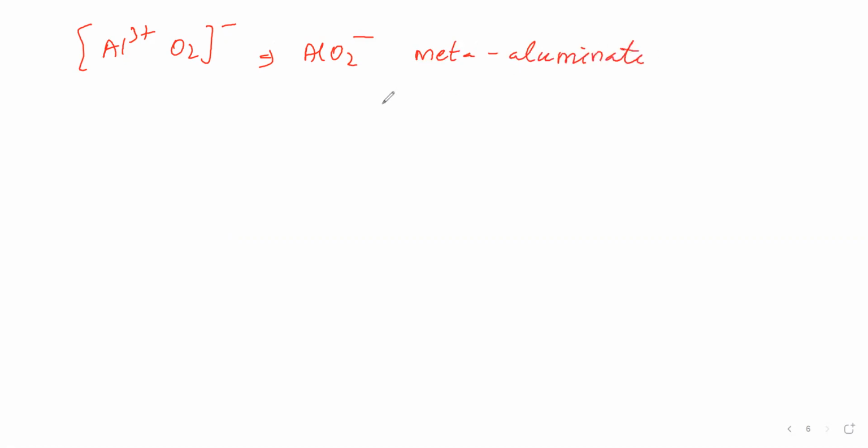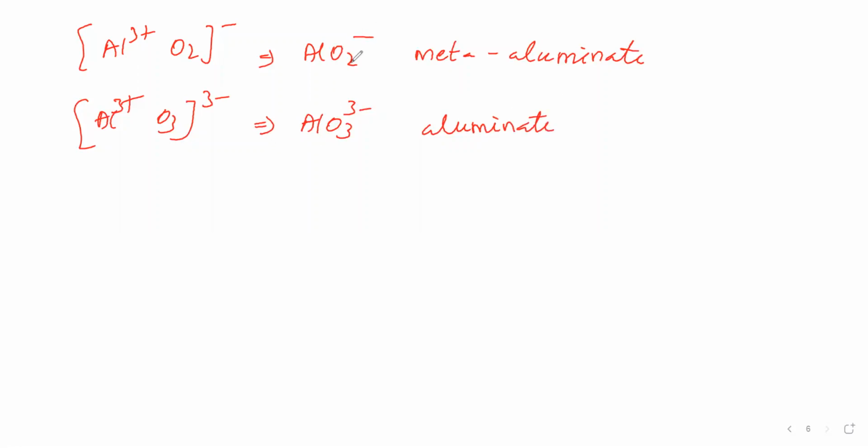Meta-aluminate, we can say. What is the other possibility? Aluminum ion, oxygen we will write 3 times. Now for each oxygen -2, so net charge is -3. This we can write as AlO3 3-. It is called aluminate.